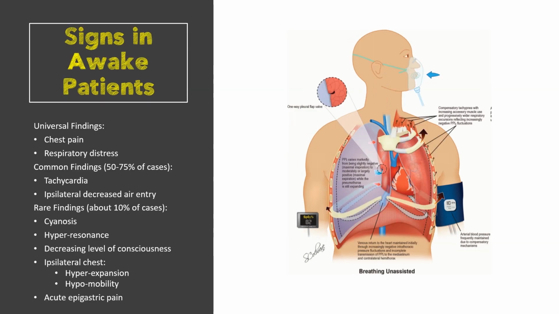Now, in patients that are awake and spontaneously breathing, the universal findings change. These patients generally present with chest pain and respiratory distress, and another common finding is tachycardia. But you'll note that hypotension is not a universal or even a common finding in the awake patient with a tension pneumothorax for reasons that we have previously mentioned.